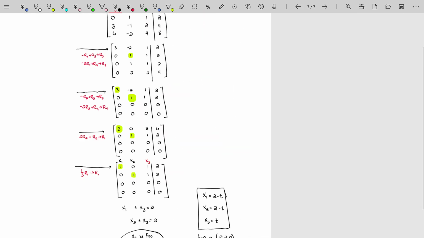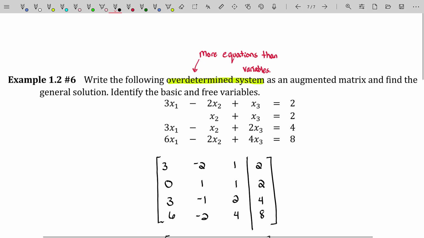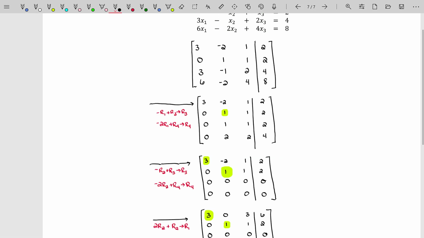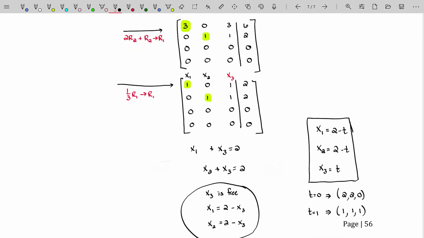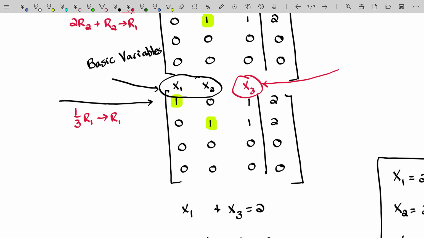So there we go. We have written that overdetermined system as an augmented matrix. So check, that's done. We found the general solution. We've identified the basic and free variables. I should have written that down. The basic variables are right here, and the free variable is right here.